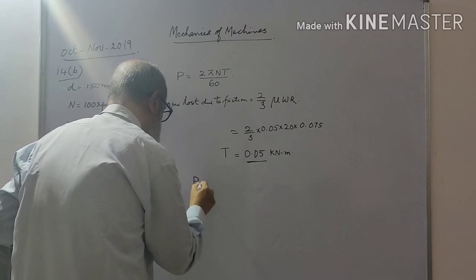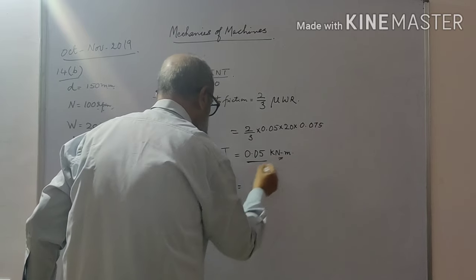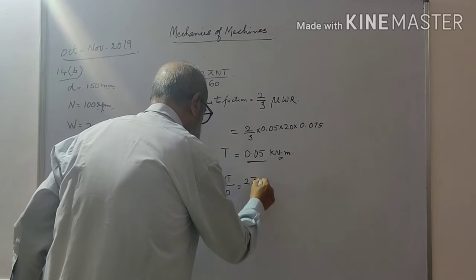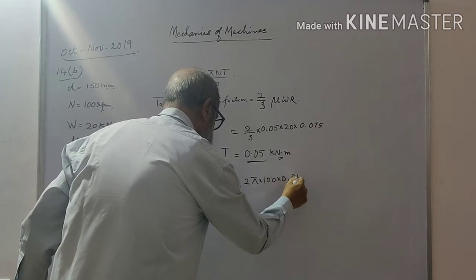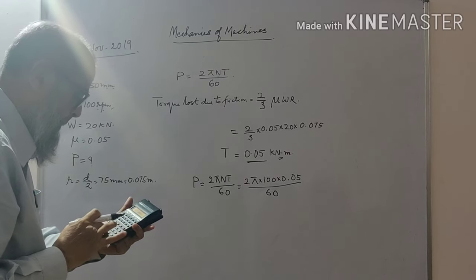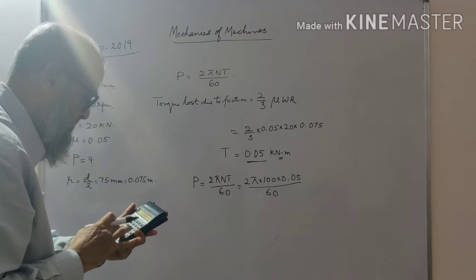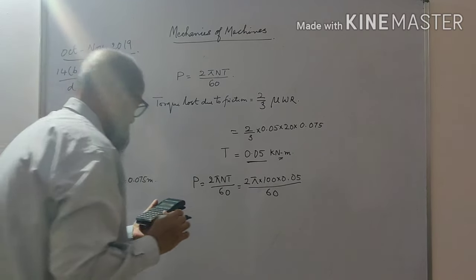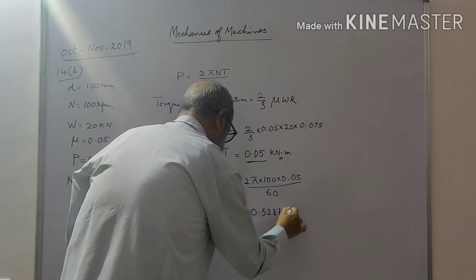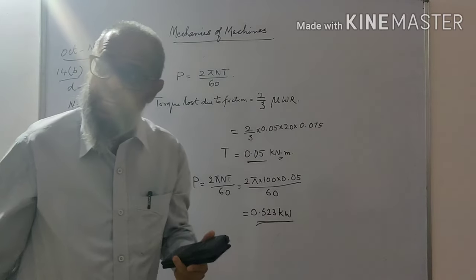So the power lost due to friction will be 2 pi NT by 60. Now because this is in kilonewton meter, if I directly put it there, you will get the power lost in kilowatts. 2 pi into 100 into 0.05 divided by 60 gives me 0.523 kilowatts. This is the power loss due to friction. It carries 5 marks again.